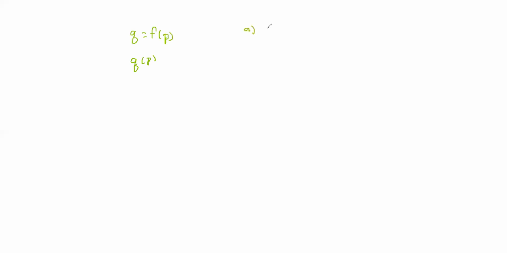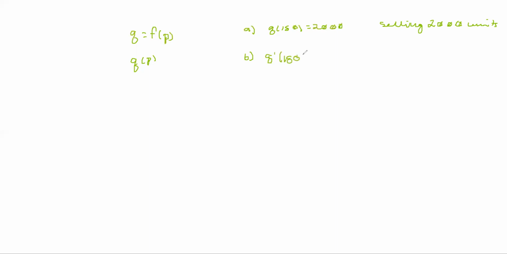We have part A. We understand that when Q of 150 equals 2,000, we're selling 2,000 units. I just want to rewrite the foundation of what we've got. Then we come to Q prime.